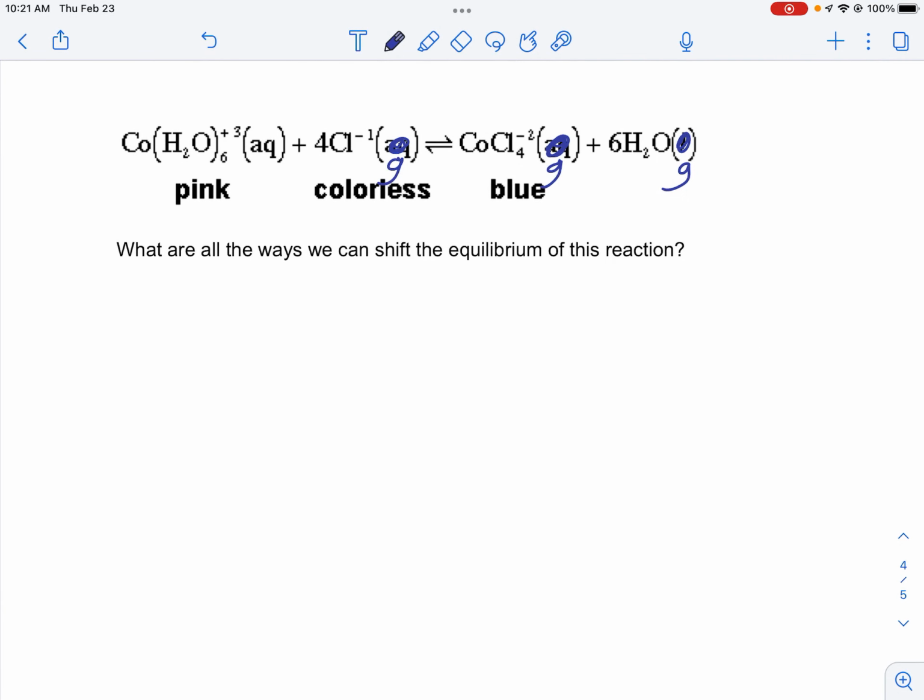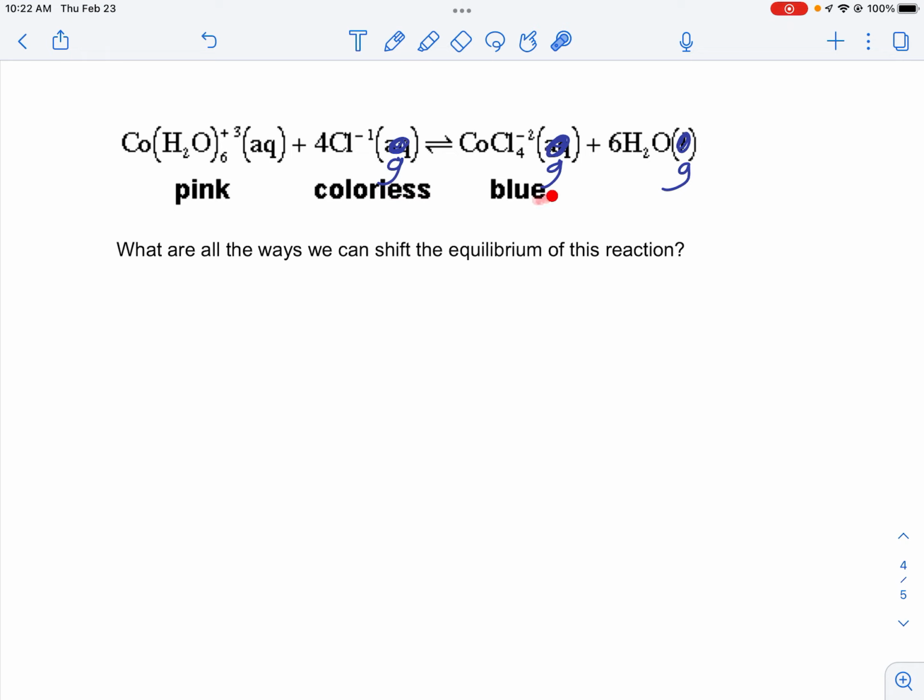Okay, so the last way we can shift an equilibrium is through pressure. This only really works when you have an equation with gases in it. Again, I kind of cheated here a little bit and I've changed the states of matter on some of these to gases, right? That's cheating. These aren't really gases, but we're just trying to show you how the equilibrium will shift.